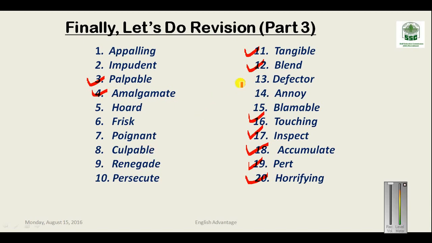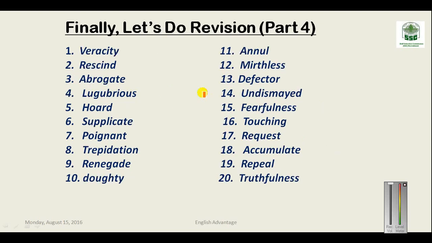Culpable, a person who is accused or blamable is culpable. Renegade is defector or traitor. And persecute means to annoy someone. Now let us move on to part 4. Veracity, what is veracity? Veracity means truthfulness. Rescind means to repeal or cancel something. Abrogate also means to cancel or annul something.